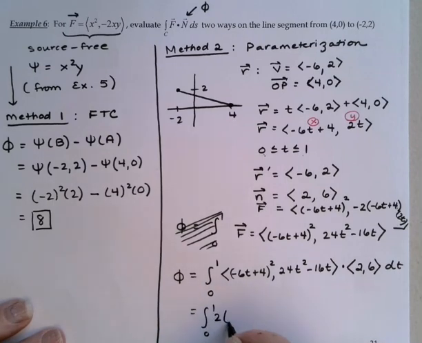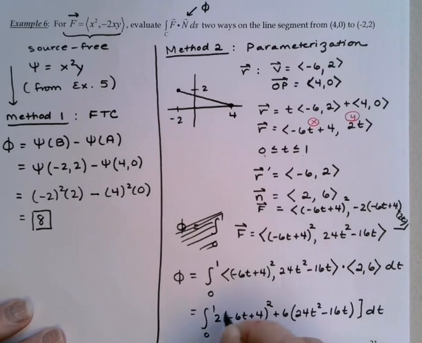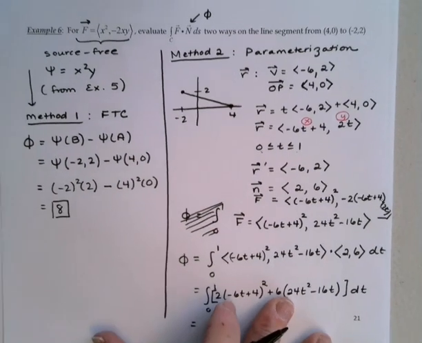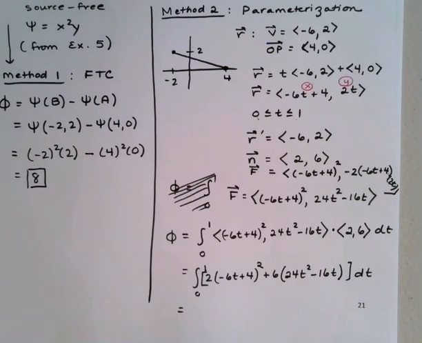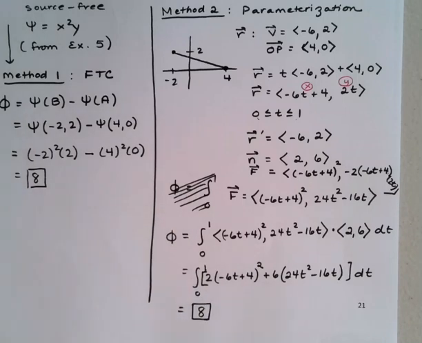So I'll have 2 times that negative 6t plus 4 squared plus 6 times the 24t squared minus 16t from 0 to 1, and that's not too bad. We can type it in the calculator exactly that way. And I did that, and what did I end up with? I ended up with 8, thank goodness, because that's definitely what I was expecting from method 1.